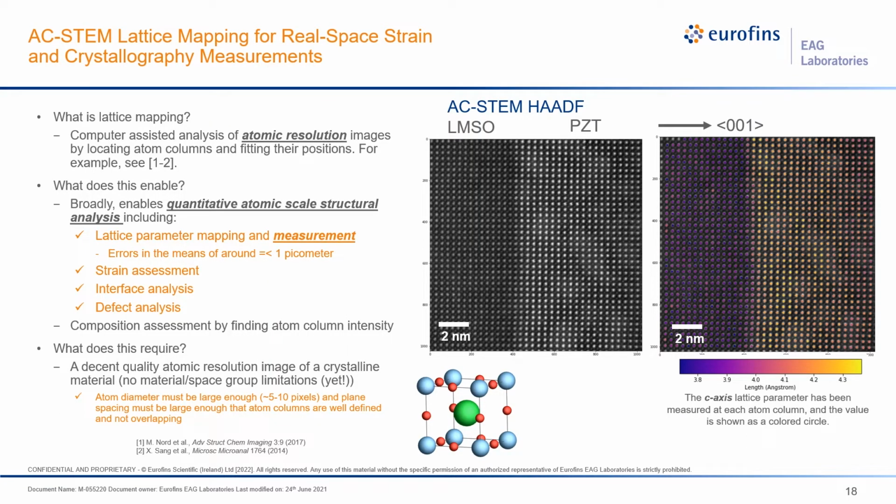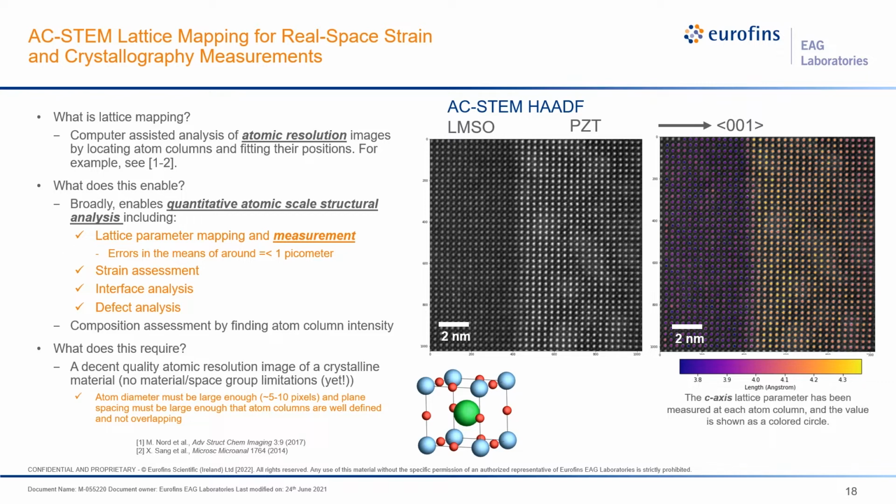And to take this a little bit further, we're also working very hard on doing quantitative lattice mapping of these very high resolution AC STEM Z-contrast images. We can use almost any high quality AC STEM image, find the centers of each of these atomic columns, and then plot each of these columns color coded, for instance, in this case with the c-axis lattice parameter.